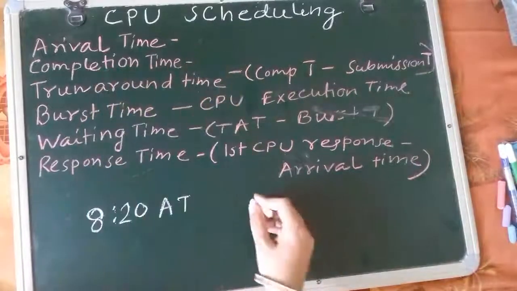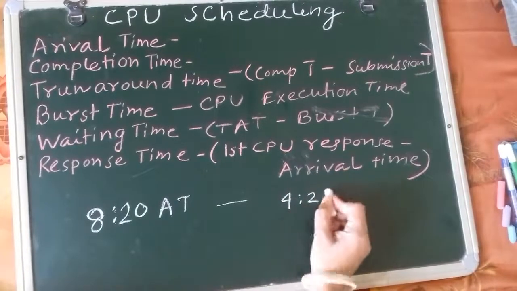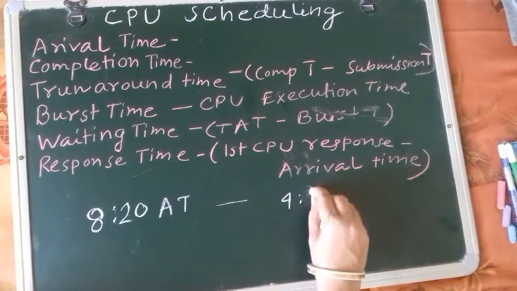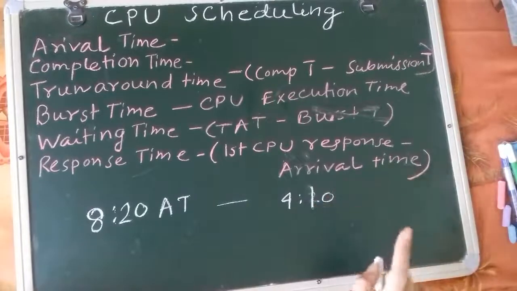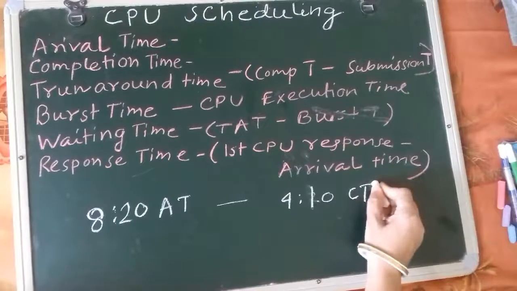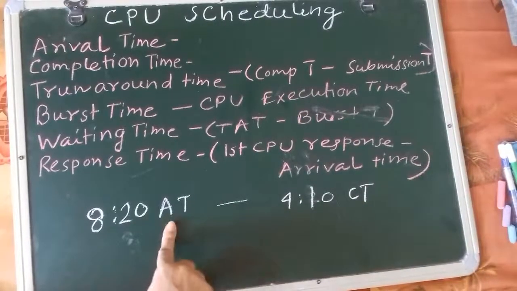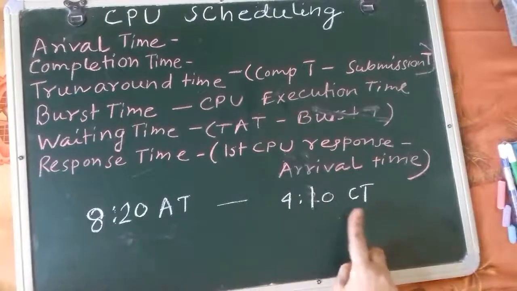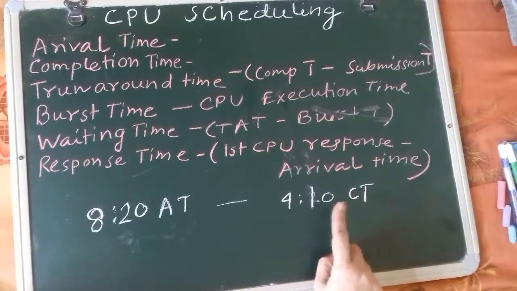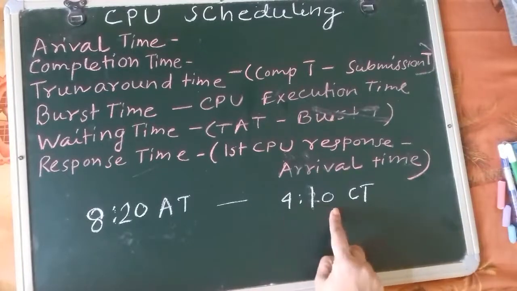What is your completion time? Maybe your college ends at 4:20. If you leave the college at sharp 4:10, then this is your completion time. But remember, only if you actually arrived at that time is it your arrival time. And when you start back to your home from college at 4:10, this is your completion time.